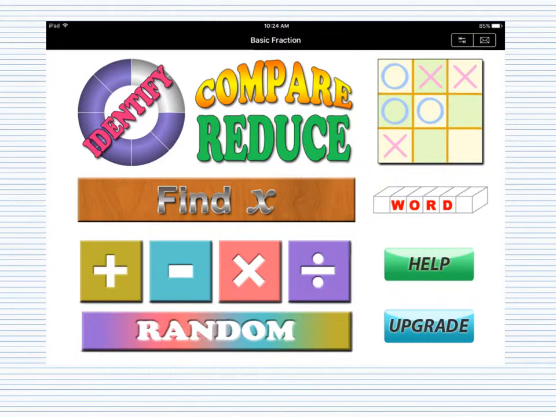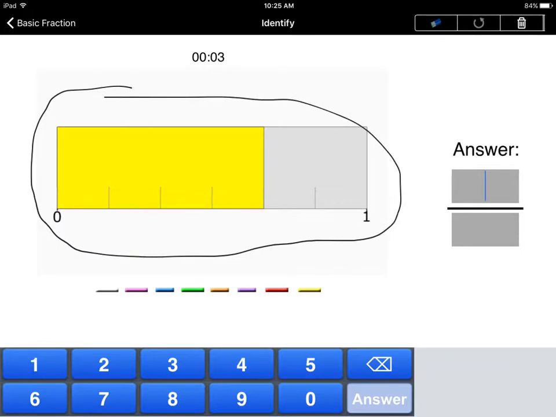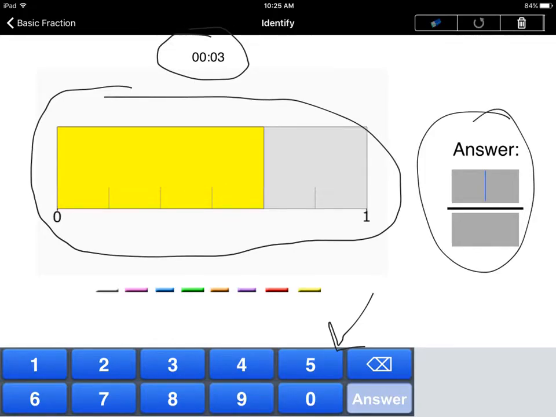The first feature I want to talk about is the identify feature. In the identify portion, students have to identify the shaded parts of an object. Some objects are like this ruler, and there's also a pizza and a pie. It keeps track of how long the kids take, and it has a keyboard at the bottom for the students to type in their answers, and it also shows the answer out to the right side.